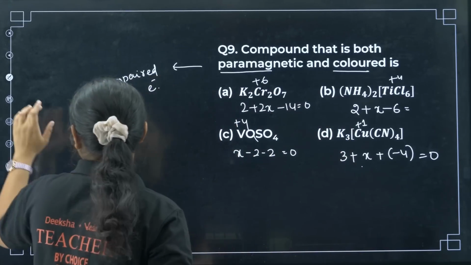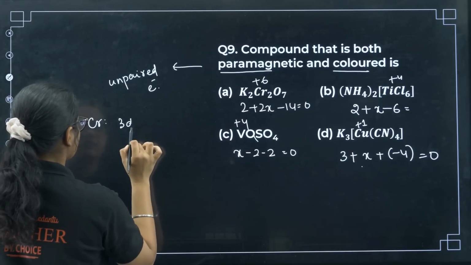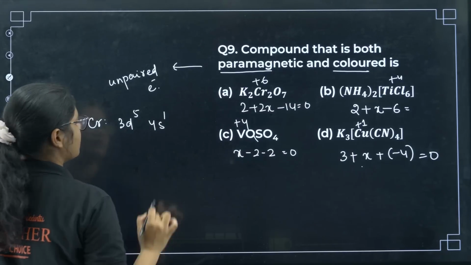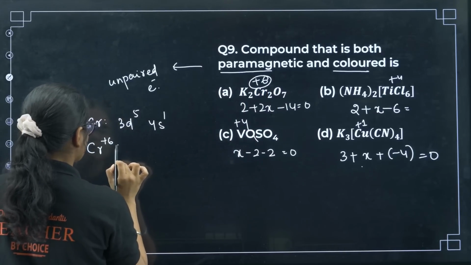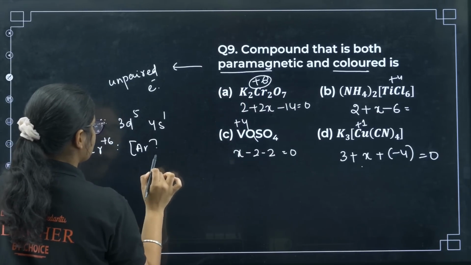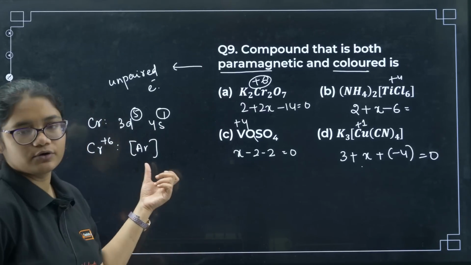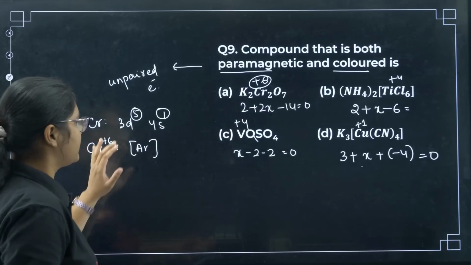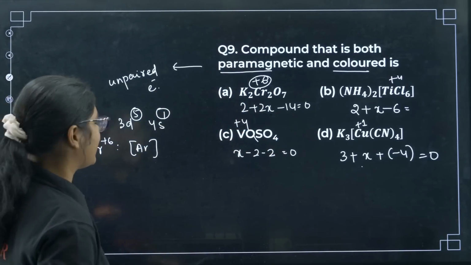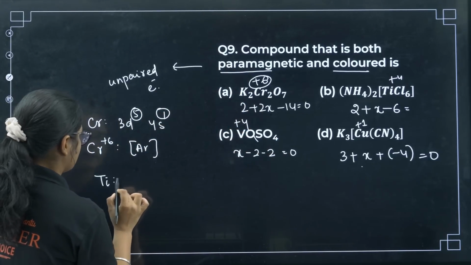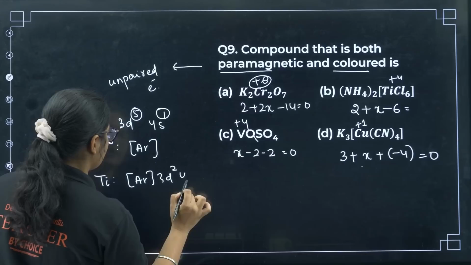So now if you see the chromium electronic configuration, 3d5 4s1. If I take chromium in +6, then I will get argon. All the 6 electrons will be removed and we will get the argon configuration. So here there is no unpaired electron, so it will not be paramagnetic or colored. Next, if you see Ti +4, titanium configuration is also like this, argon 3d2 and 4s2.